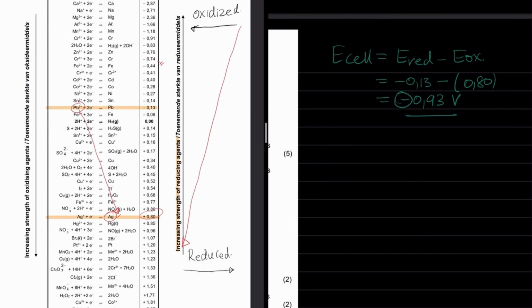The negative value tells us that it's not spontaneous. In other words, if you just put those things there, there's not going to be any reaction. But if you connect to the battery, or maybe you change the temperature, then the reaction could occur.